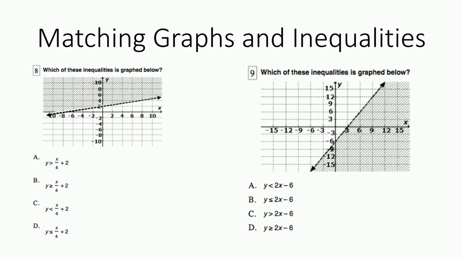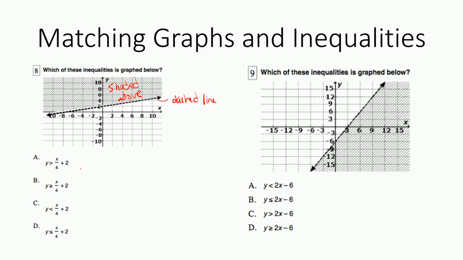When we take a look at this graph, we notice that the line is dashed and that the shading is above the line. So we should make note of that: dashed line, and up here we have the shading above. What we're going to do is look at these inequalities, because the only difference in all of these inequalities is the inequality symbol. The slope and intercept are exactly the same, so we're not even considering those. We're just looking at the inequality symbol.